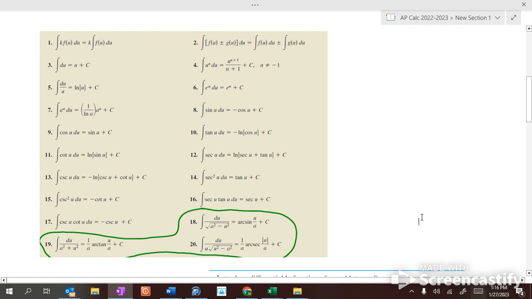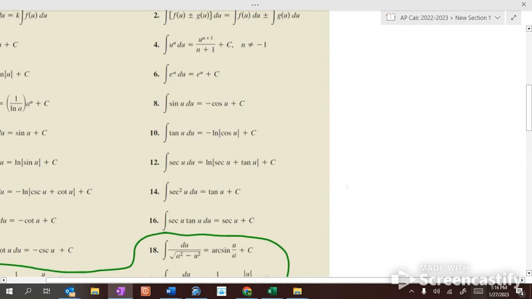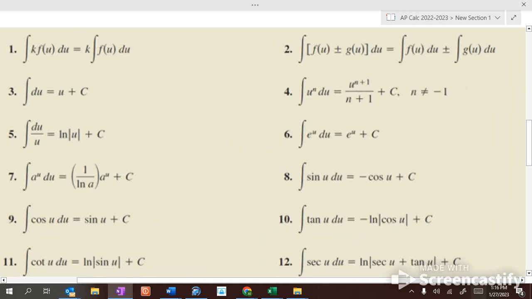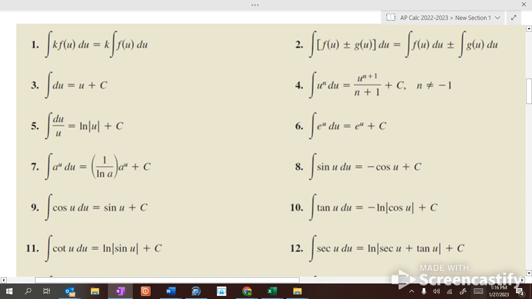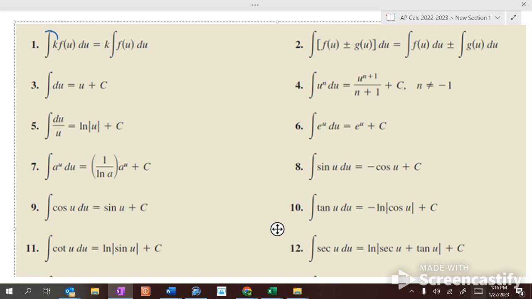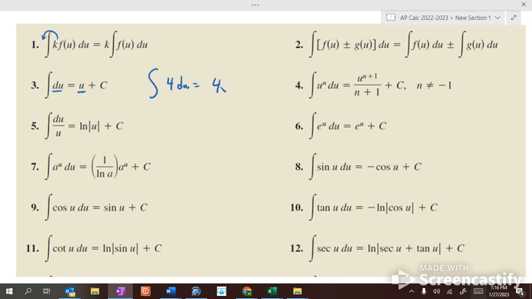This is what you were supposed to learn this chapter. This is all the basic integration rules. So if you have a number times a function, you can take that number to the outside before you integrate. The integral of just du is x type of thing. So the integral of 4 du is 4x plus c. That's what that means.